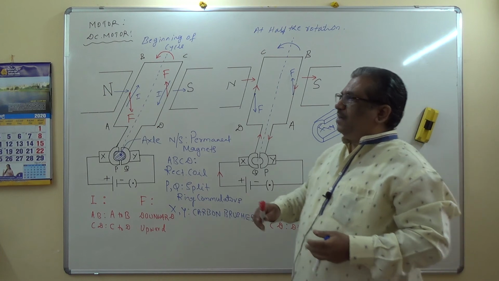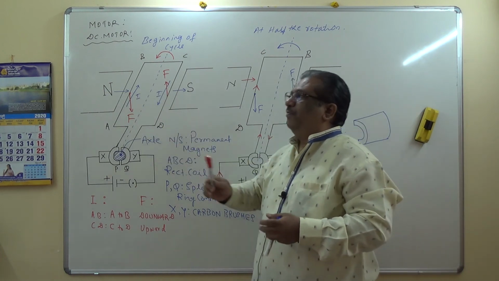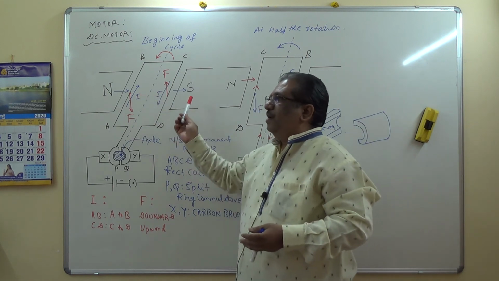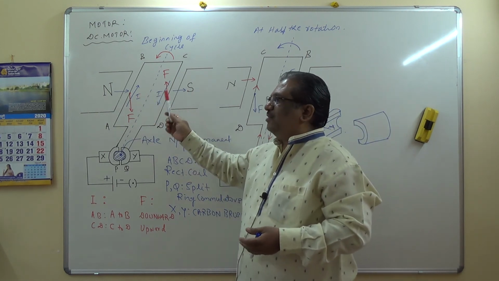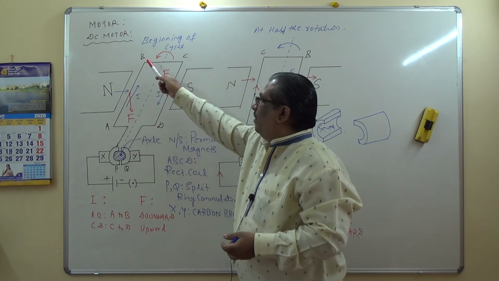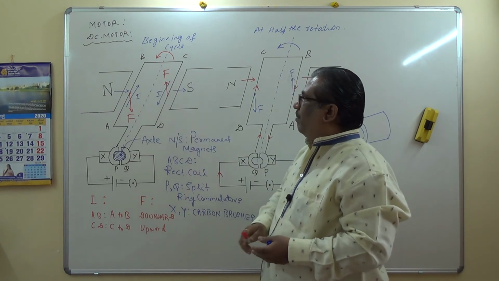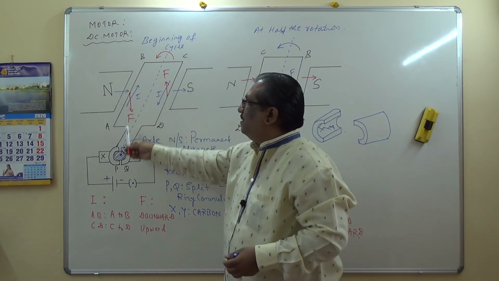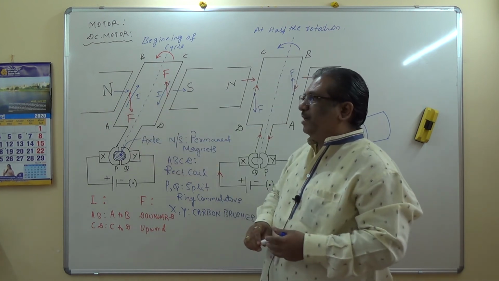Construction: a rectangular coil ABCD of insulated copper wire is placed between the two magnetic poles, such that arm AB and arm CD are perpendicular to the magnetic field. The magnetic field is this way, the current is this way, so both are mutually perpendicular to each other.